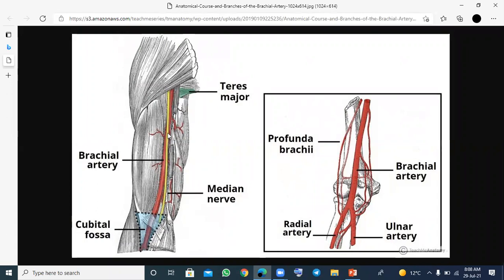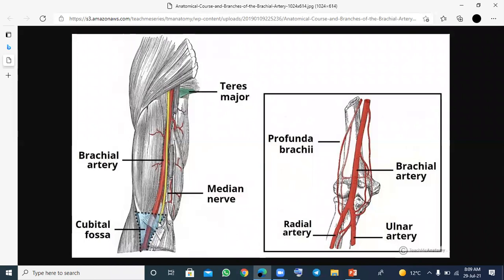When the median nerve is exiting the axilla, as you can see, it will first be lateral to the brachial artery. Then as it goes down, it will cross the brachial artery on the anterior aspect. Actually, it's the only thing that crosses the brachial artery on the anterior aspect to go medial. Then it will enter the cubital fossa. In the cubital fossa, the median nerve is medial to the contents of the cubital fossa.